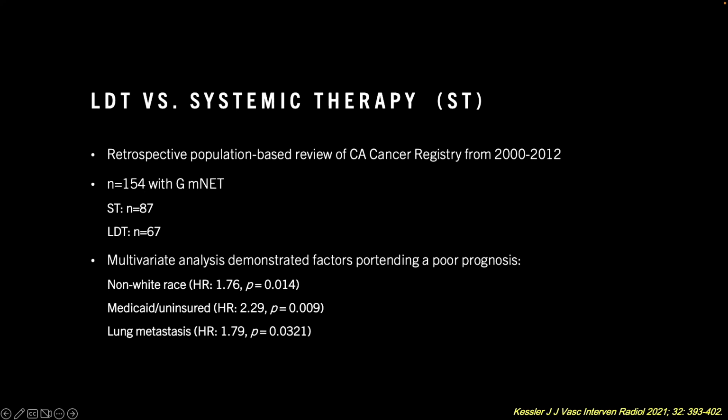And what they did is they went through and they said, okay, let's look at all the patients that have metastatic neuroendocrine and were treated. So did they get systemic therapy alone, or did they get liver-directed therapy alone? And how did they do when we compared those two groups?